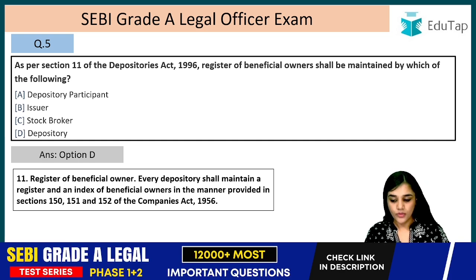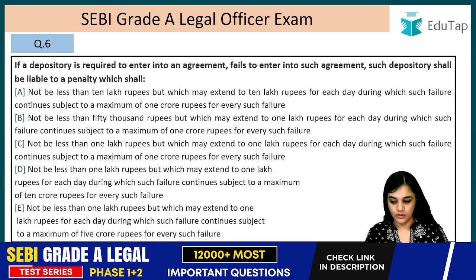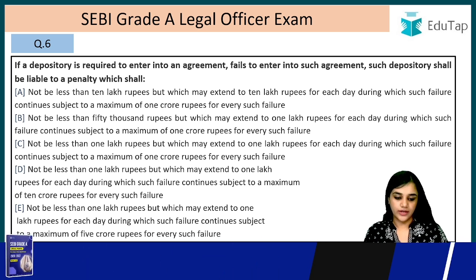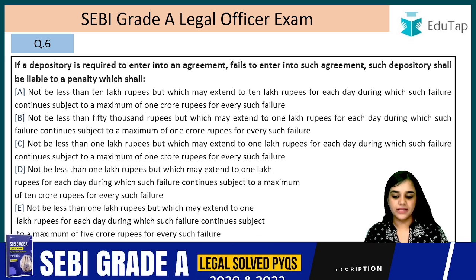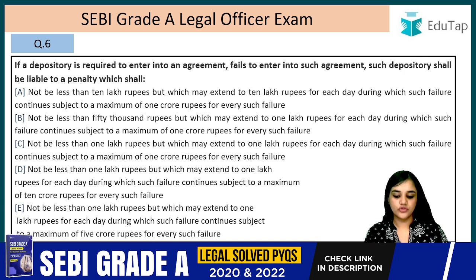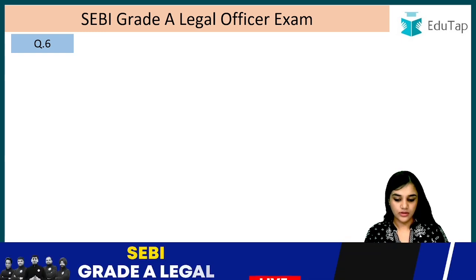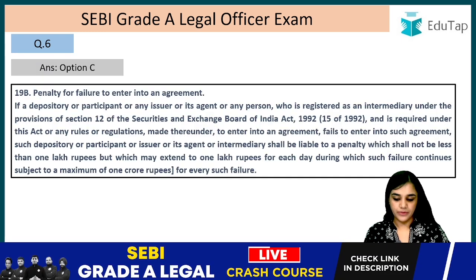Right? Question number 6. If a depository is required to enter into an agreement, fails to enter into such an agreement, such depository shall be liable to a penalty which shall. Don't go through these options, we'll straight away go to the penalty itself. Let's read the section. It is section 19B. Penalty for the failure to enter into an agreement.